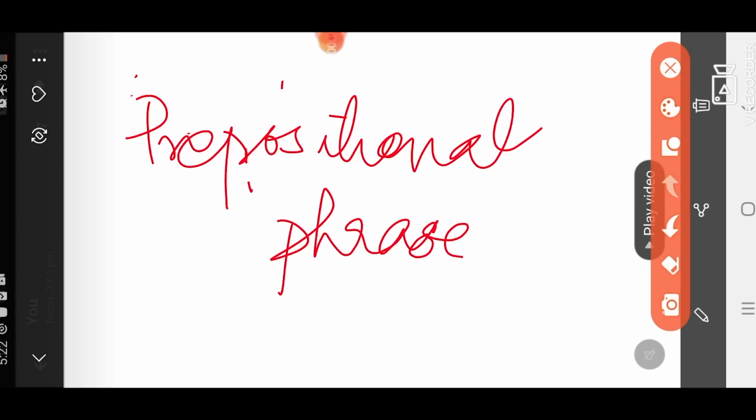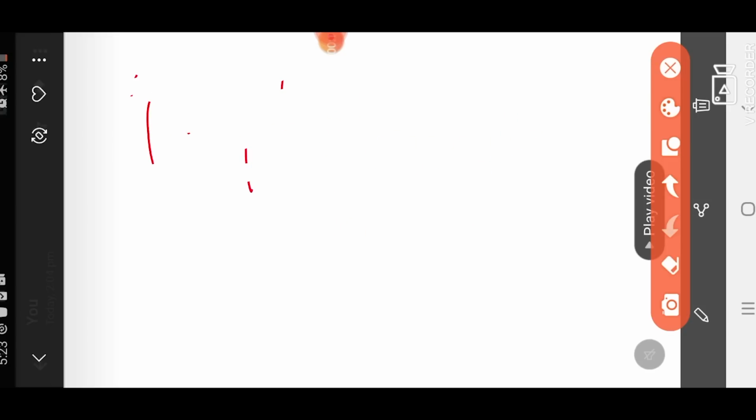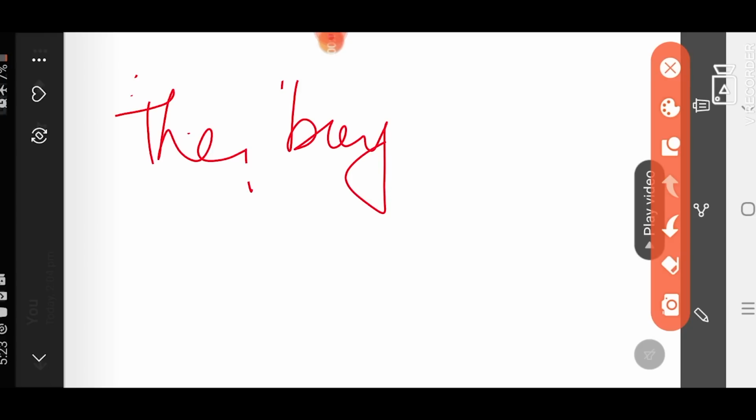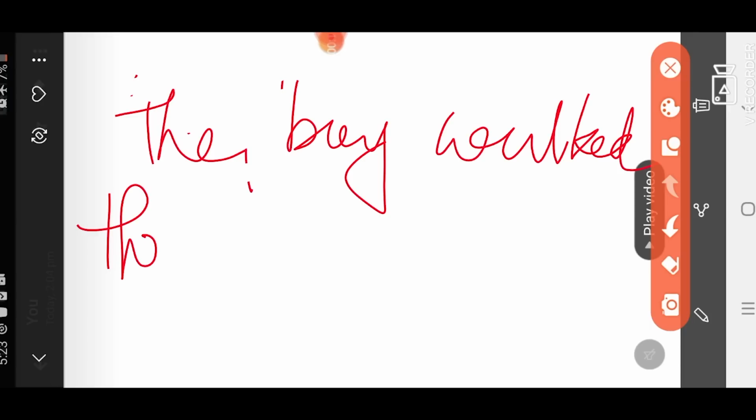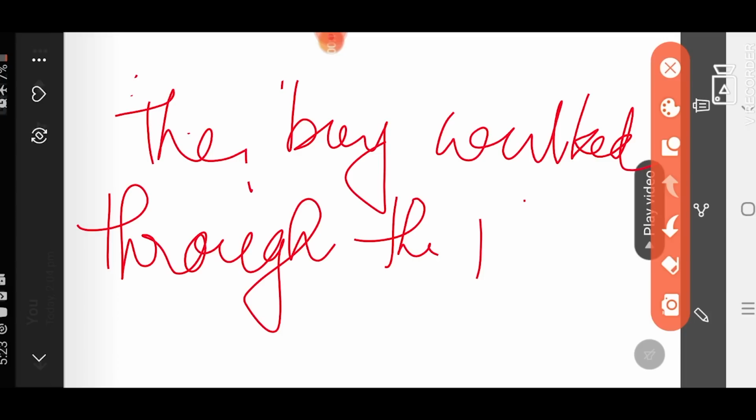Prepositional phrase. I will write, the boy walked through the forest. The boy walked through the forest.